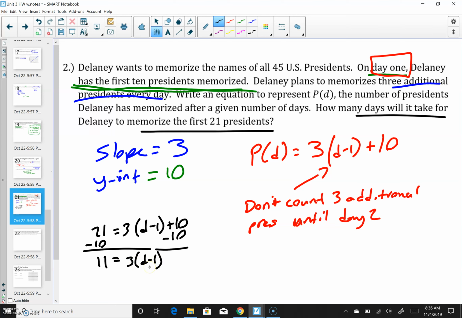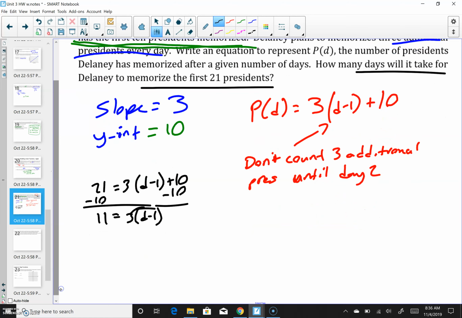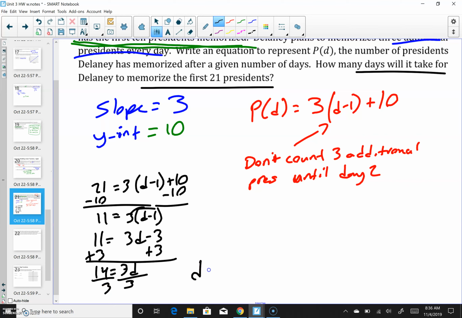Now you can choose to distribute, you can choose to divide by 3. I'm going to distribute here to keep things a little bit more like what I believe they're going to look like. So plus 3 gives us 14 equals 3D. We'll divide both sides by 3. And you get a decimal here, you end up with 4.66. And that's all repeating.